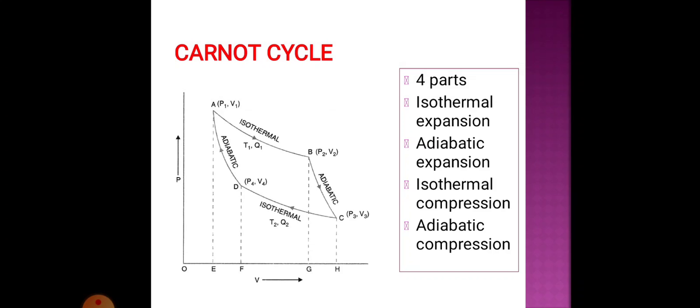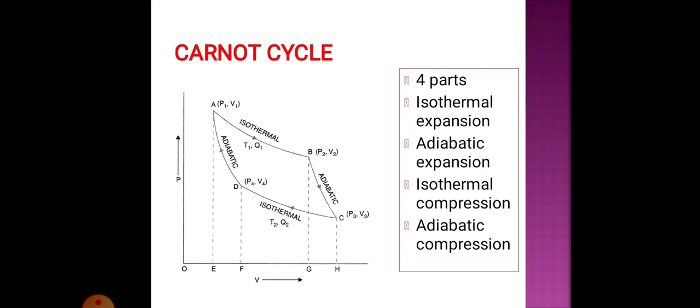The second segment is adiabatic expansion. It is denoted by the segment BC in this diagram. The system is changing from P2V2 to P3V3, and the temperature has changed to T2. This is adiabatic expansion.